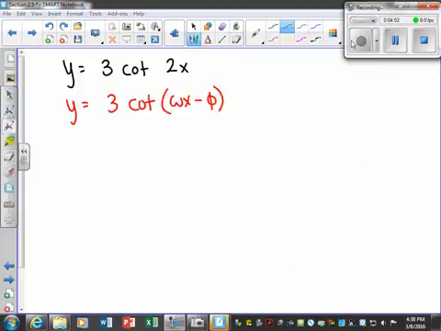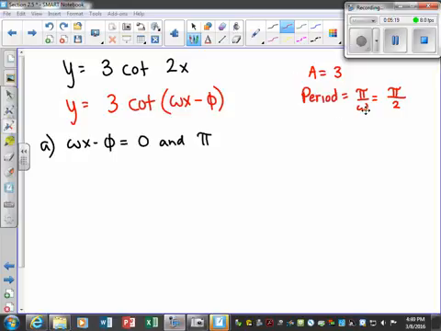Alright, let's do one example with cotangent x so you can see how that is a little bit different. Take 3 cotangent of omega x minus phi. Our A value is just 3, and our period would be pi over 2. So let's go ahead and start with our steps.